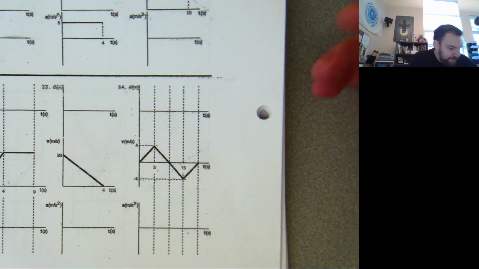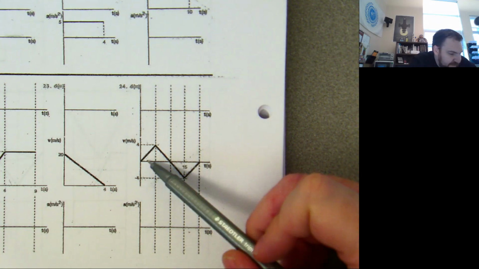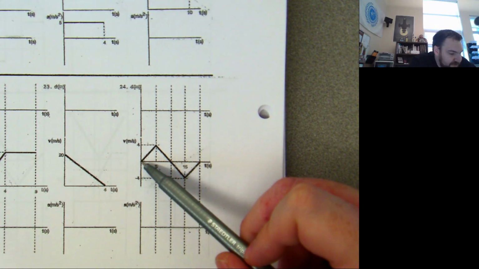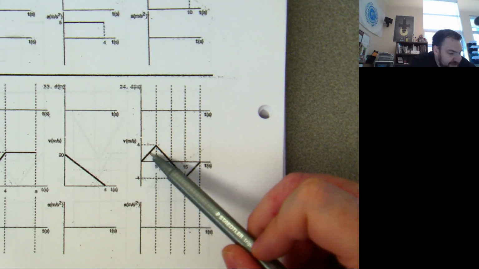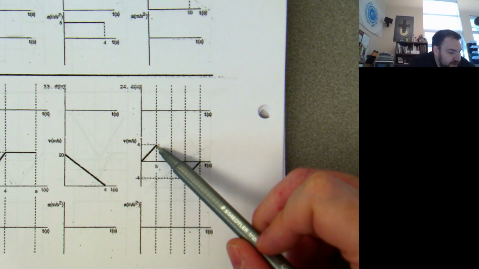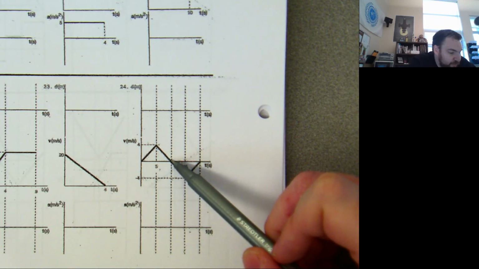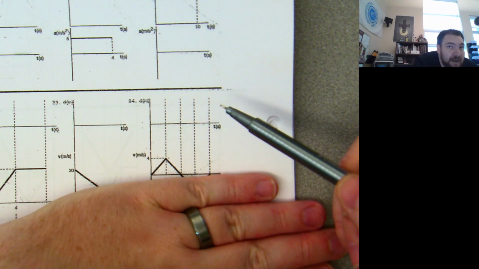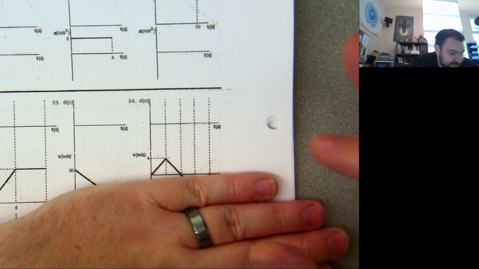Okay. We've got zero velocity to start, and it increases to some maximum, and then it slows down and reaches zero. But all of that's positive. I'm going to ignore the values for now.